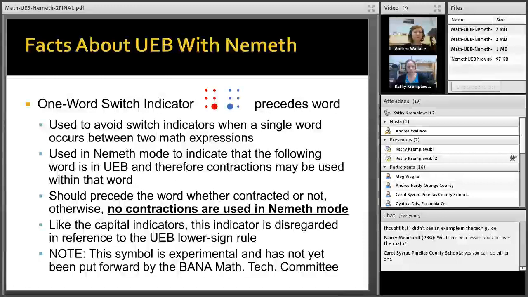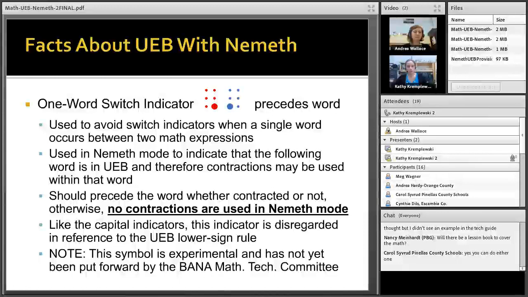Okay, then there's also the one-word switch indicator. I wanted to highlight it, so I put it in colors. I don't know if this symbol truly is a root and prefix kind of situation, but in the examples, it's a lot easier to pull your eye to where it is if it's colored. It's going to precede the word, and there won't be any space between it and the word. It's used to avoid switch indicators when there's only a single word that occurs between two math expressions, and you'll see an example of that in a minute.